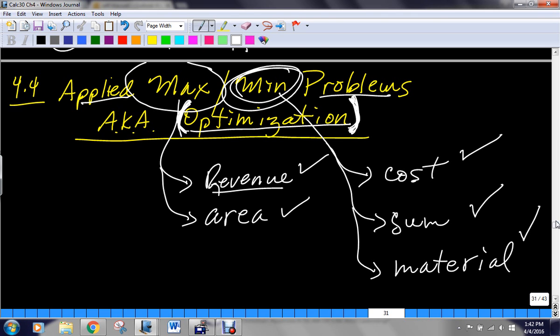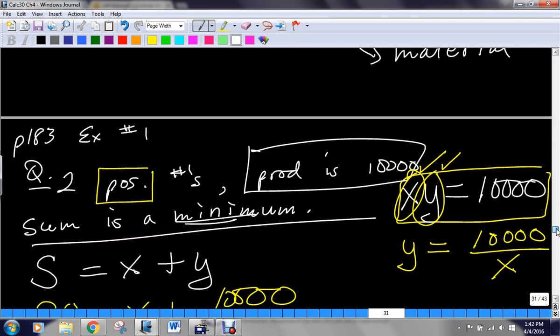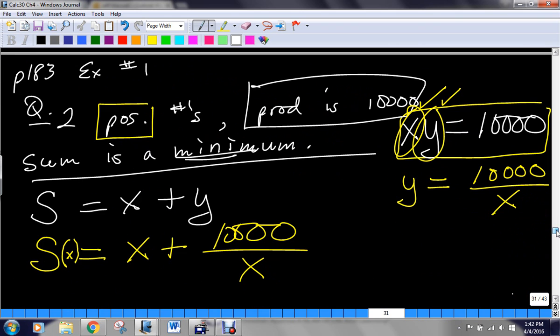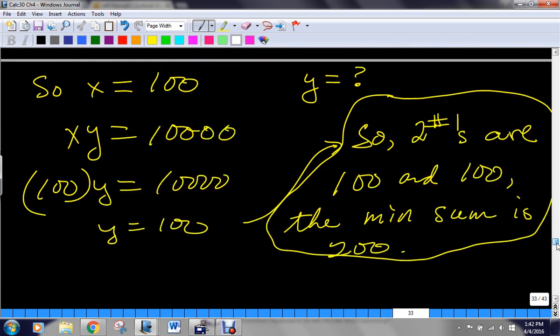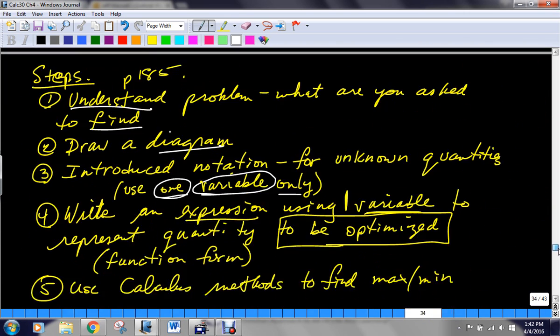Okay. Now, again, I handed out this worksheet, and we did some examples. And instead of going through this example right away, I think I'm going to jet down to the steps.